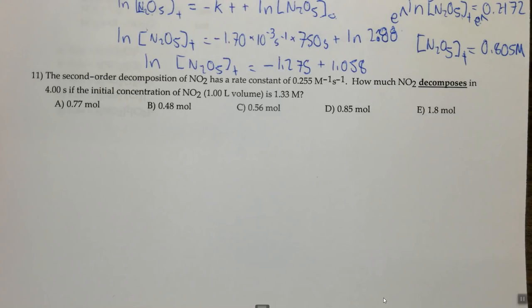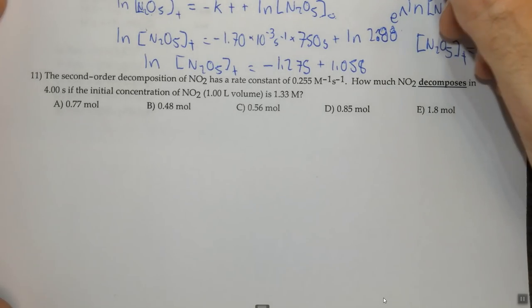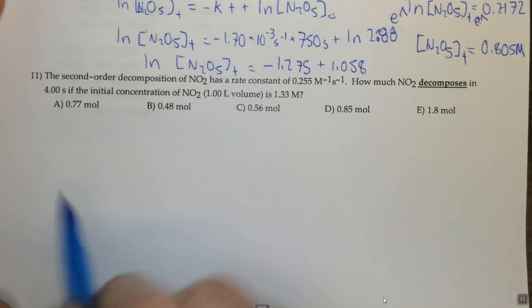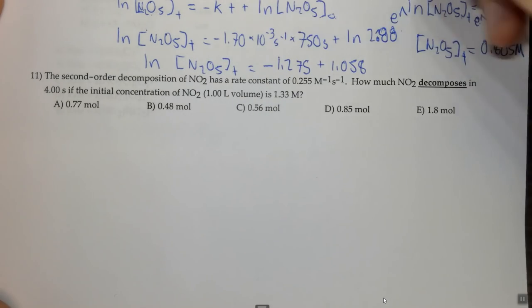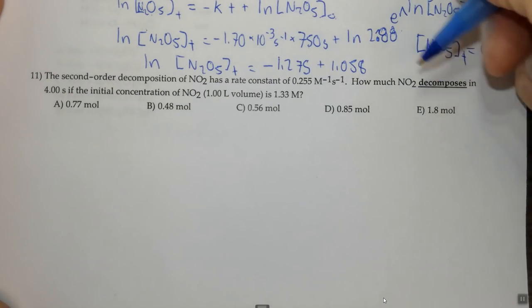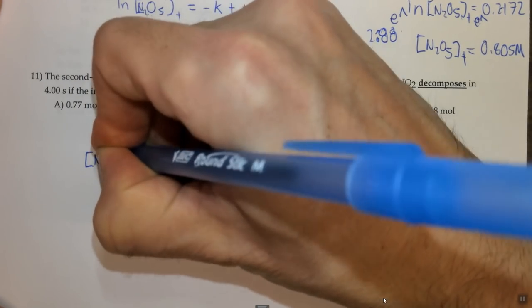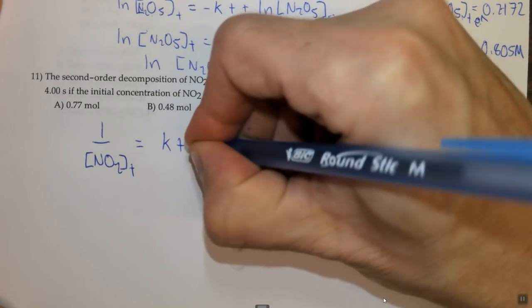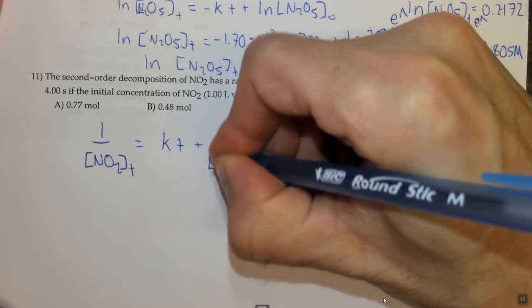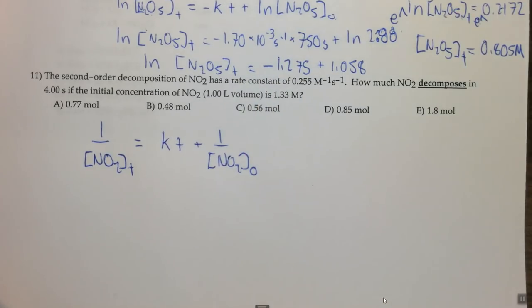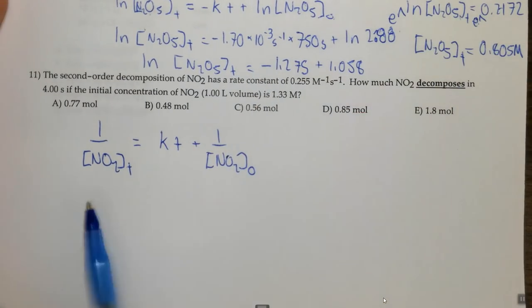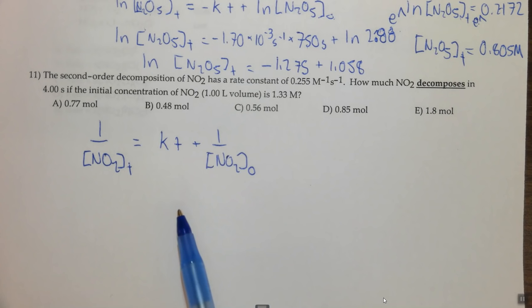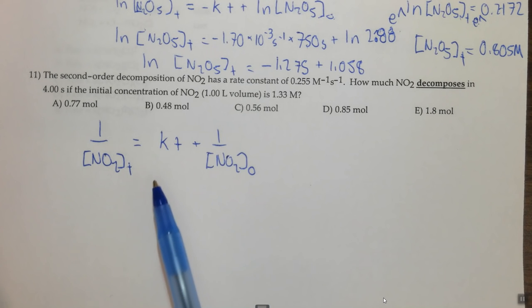All right, so in question 7, I go over the integrated rate laws, but here we want to use the second order integrated rate law because we want to find out how much is left after some time, and then we can figure out how much was gone. So that is 1 over the concentration of NO2 at some time equals kt plus 1 over the concentration of NO2 initially. So this is the integrated second order rate law. Again, in question 7, I go over all the integrated rate laws. I'm not sure if you have to memorize those or not.